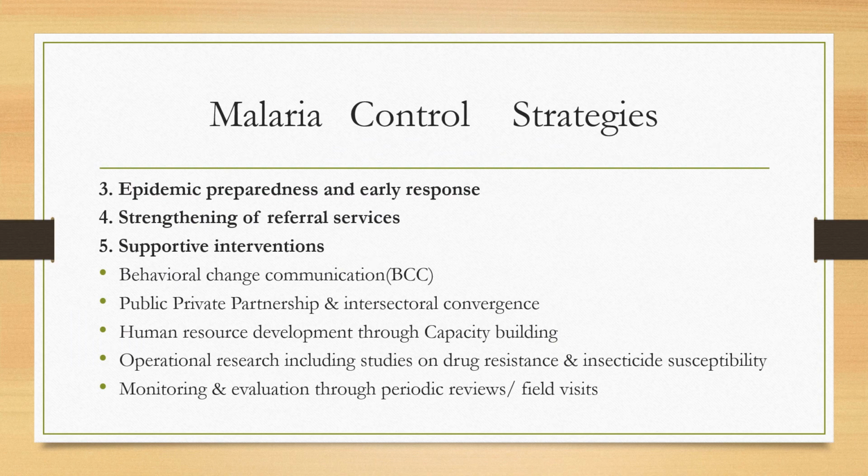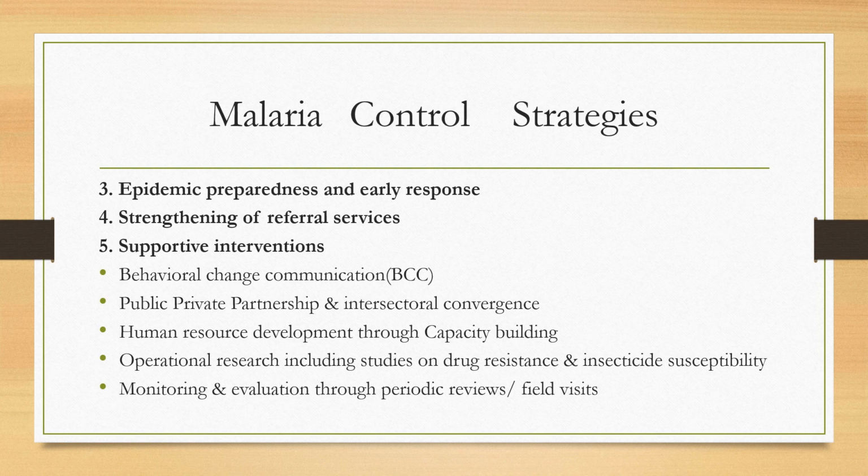So after case management and vector control, the other malaria control strategies are epidemic preparedness and early response, strengthening of the referral services, and other supportive interventions such as behavior change communication. In this aspect, behavior change communication can be making the community accept mosquito nets, making the community aware of and compliant with indoor residual sprays, use of larvicides or personal protective measures, and use of available health facilities. So that is behavior change communication, changing the behavior suitably towards the desired direction.